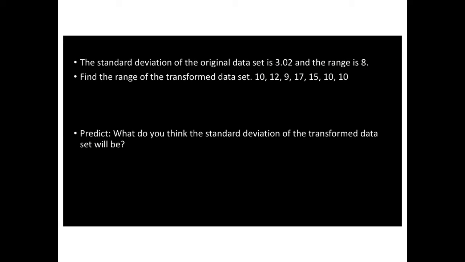Okay, with our last example, we saw that the mean, median, and mode were all affected by our transformation. When we increase the whole data set individually by 20, each one of those measures went up by 20 as well. Now we're going to focus on the standard deviation and also the range. So here I have a data set. We know that the standard deviation is 3.02 and the range is 8. The question is, if we transform this, and we're going to add 20 to each one of these as well, what's going to happen to our standard deviation and to our range?